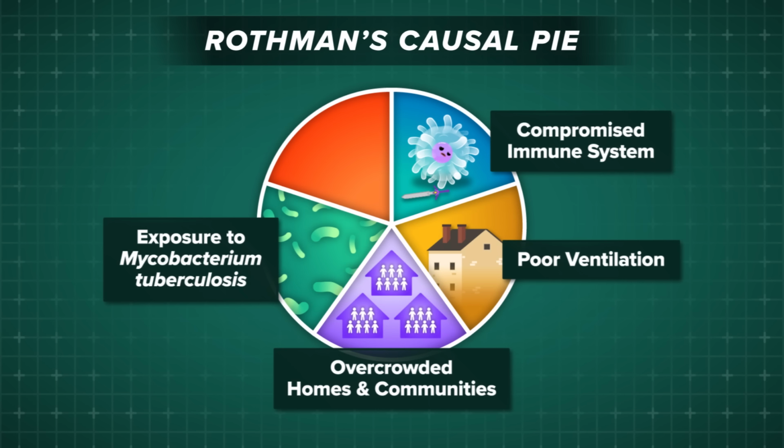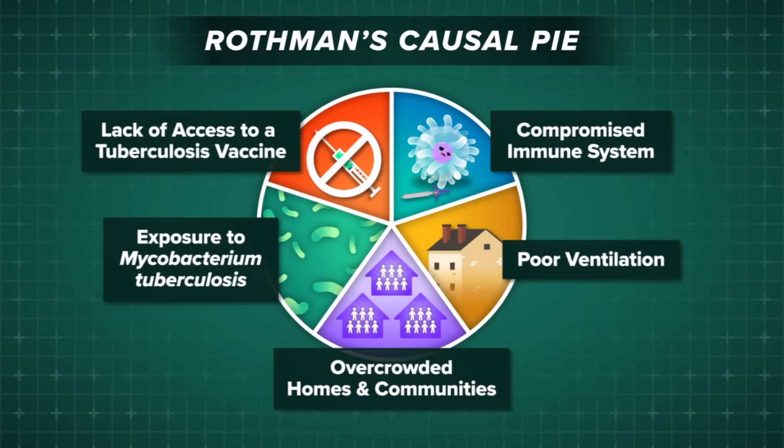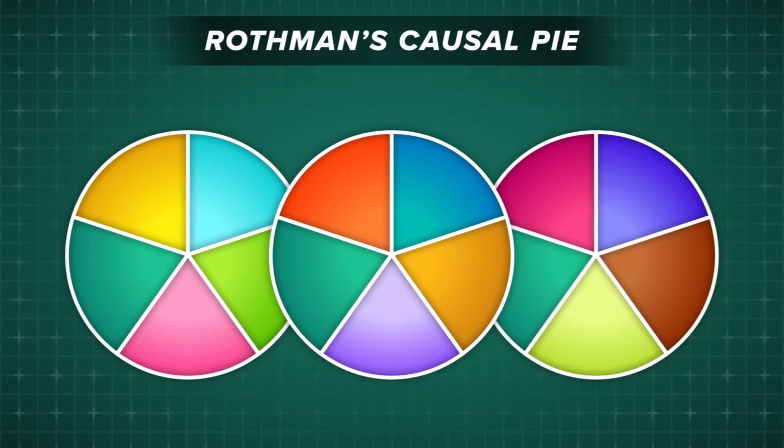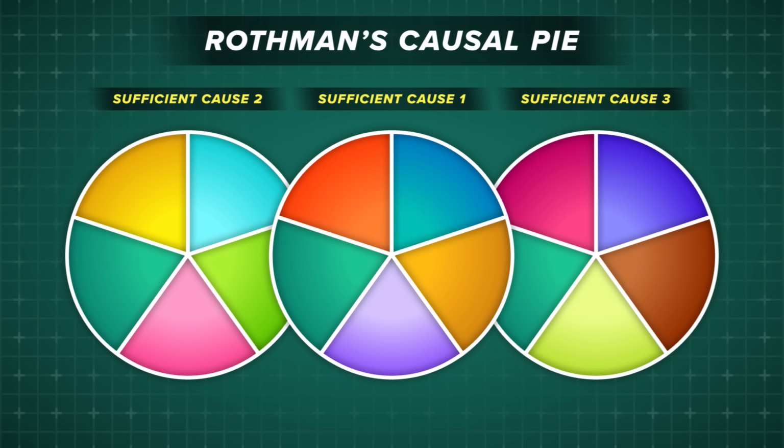Another component of our pie is having a weakened or compromised immune system. Basically, if our body isn't as good at fighting off disease, it's also more likely to get sick from exposure to the bacterium. Similarly, lack of access to a tuberculosis vaccine means our bodies will be more likely to contract the disease, so that's also a pretty big part of the causal pie. Just like how everyone cuts a pie differently, everyone will have a different combination of component causes that combine to produce a sufficient cause for TB.